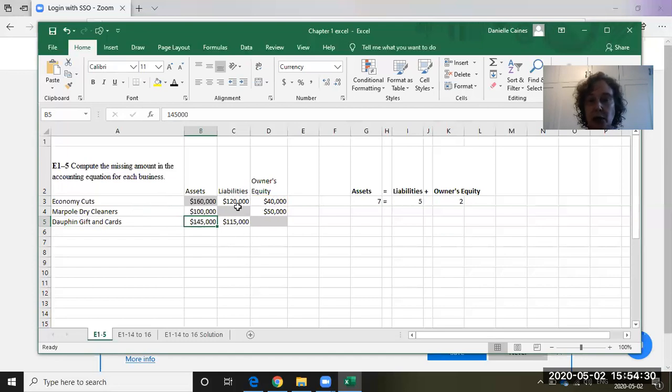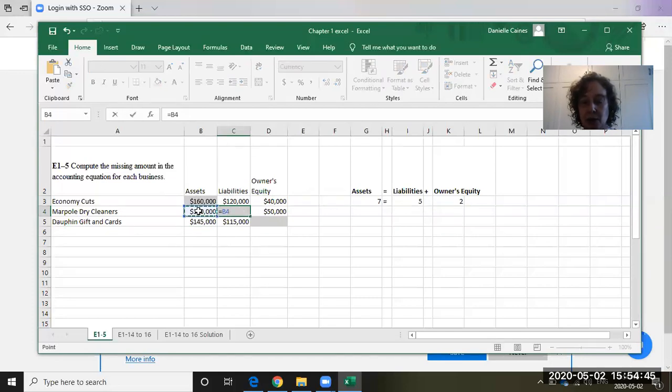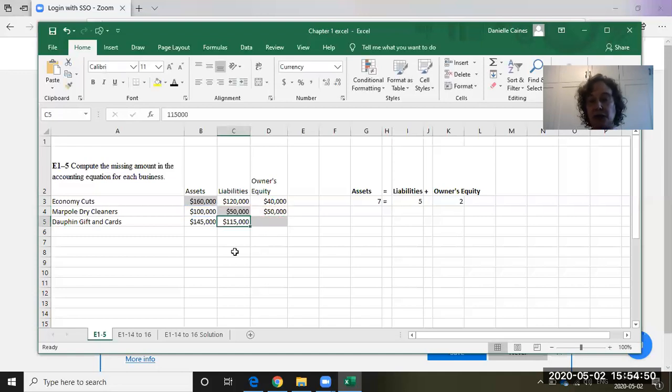Markpole Dry Cleaners, we don't know the liabilities, but we do know the assets. So the total assets are 100, owner's equity is 50. So here, if we look back at our little equation, we're going to subtract the owner's equity from the assets. So we're going to take the assets and subtract the owner's equity, and that's going to give us 50. So it's an even 50-50 makes up our 100. And you can check back by saying, yes, 50 plus 50 equals 100, just like our equation.